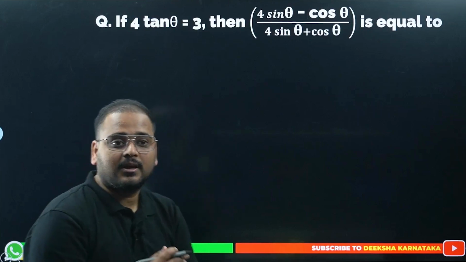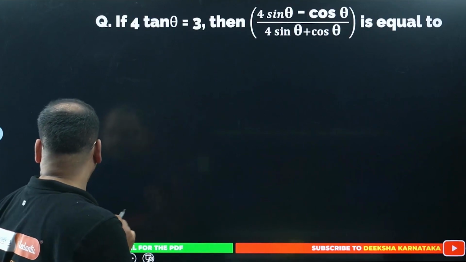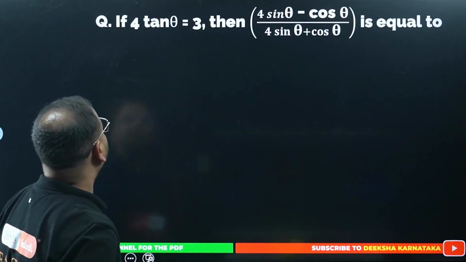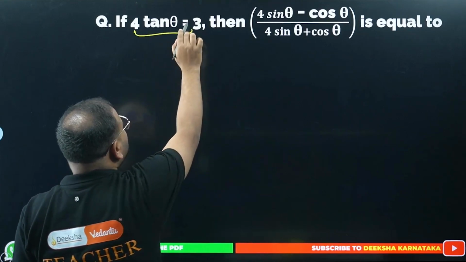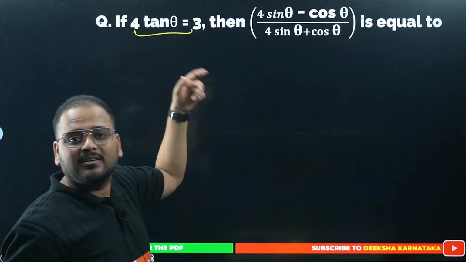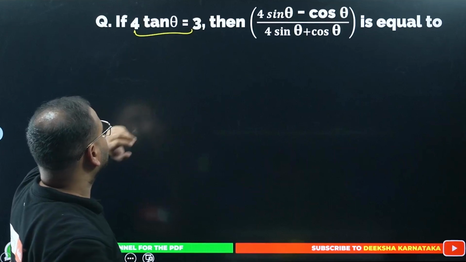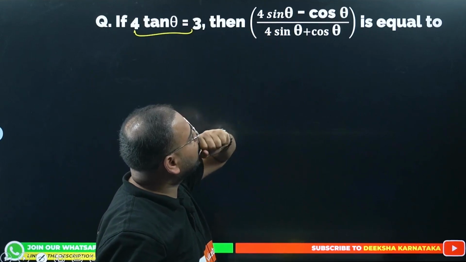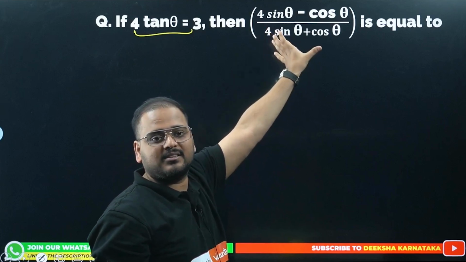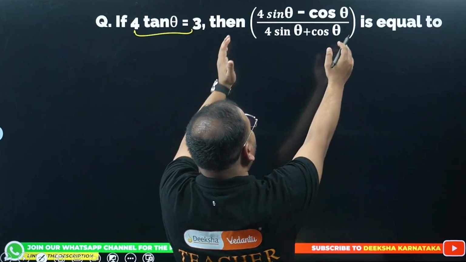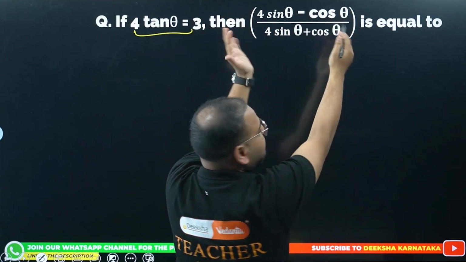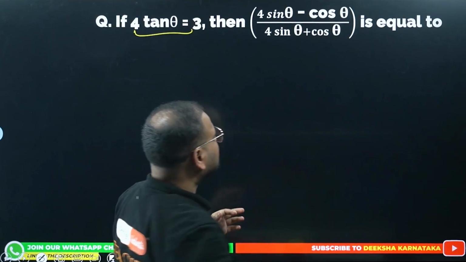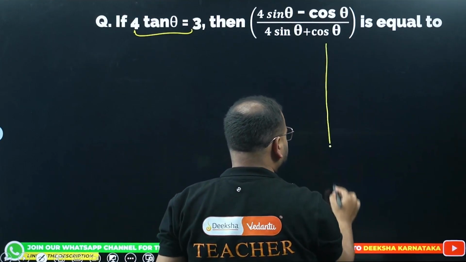Okay, sir. Next question, sir. In this question, sir, let's break the problem. Tan theta is given, sir. How? Bring the 4 there. Tan theta is 3 by 4. Okay, sir. Then we have to use something to find this value. Evaluate. This is evaluating. Means what is the value that I can get for this big fraction? Sir, looks difficult.